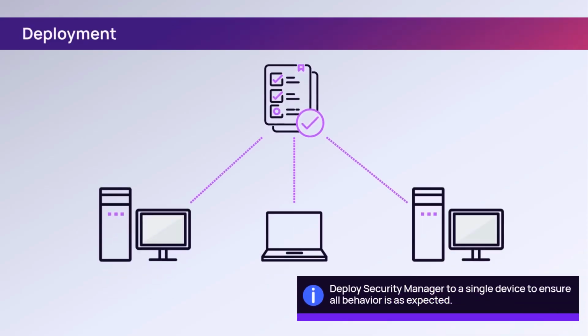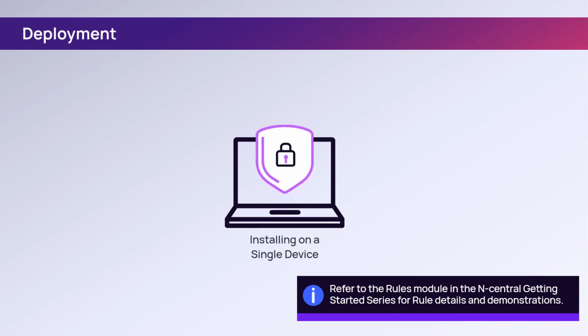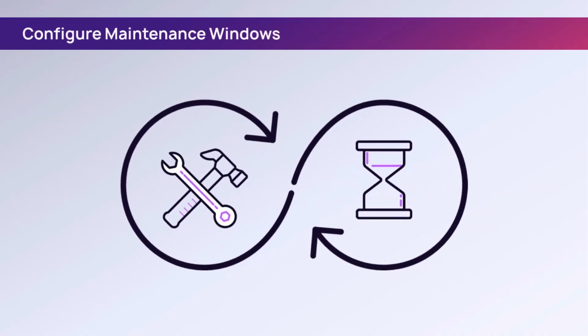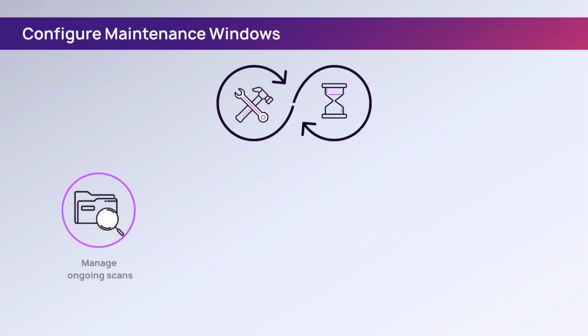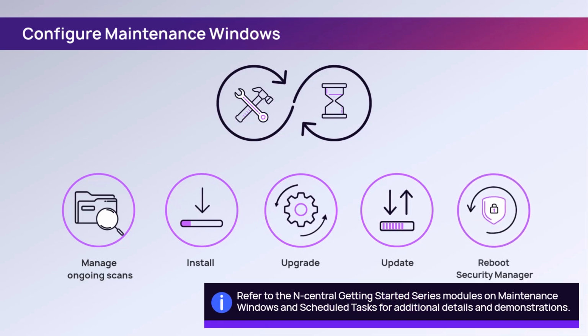Use rules to enable Security Manager when managing a bulk install to multiple devices or sites. Installing on a single device is recommended for easier troubleshooting when first implementing Security Manager. Configure maintenance windows and scheduled tasks to manage ongoing scans, install, upgrade, update, and reboot Security Manager across the network.